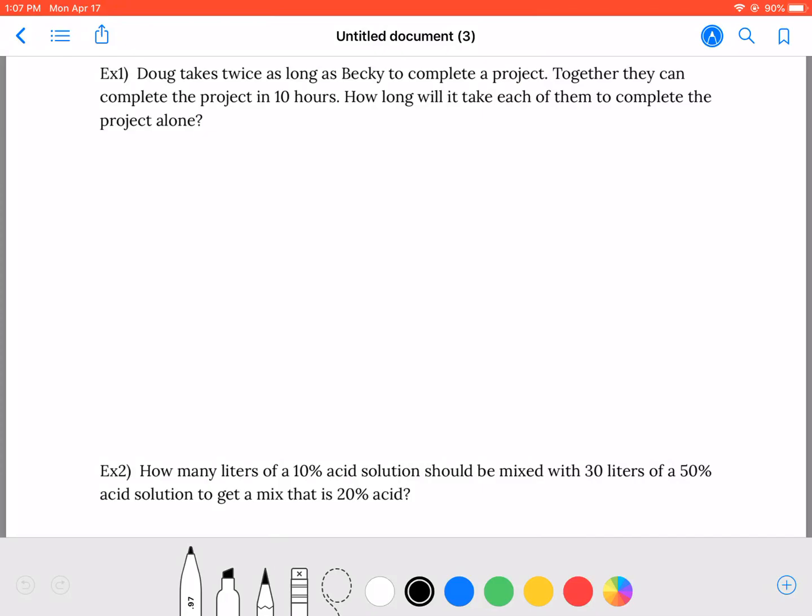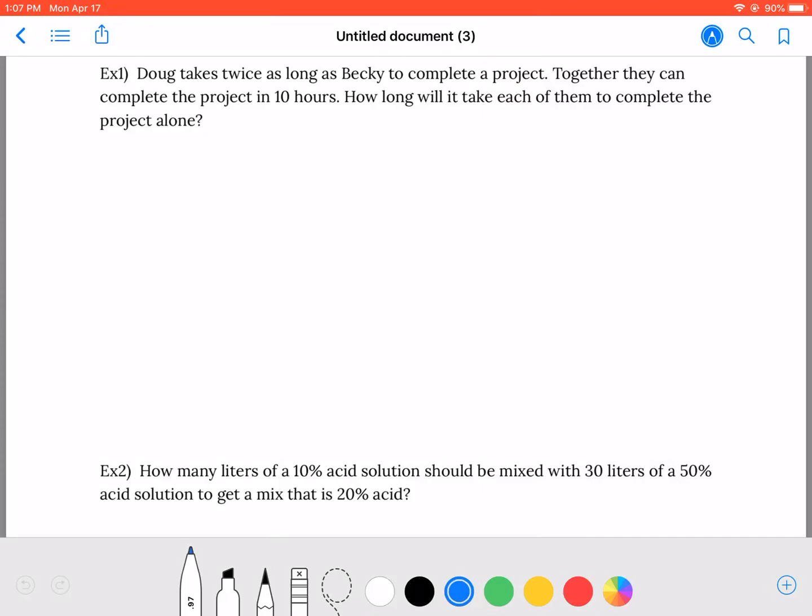So the first one we're talking about is work completion. You have two people doing a job. One person works faster than the other. You've got to figure out how long it would take them to do it together, or vice versa, depending on what information you have. So in this case, it says Doug takes twice as long as Becky to complete a project. Together they can do it in 10 hours. How long would it take each of them if they had to do it by themselves?